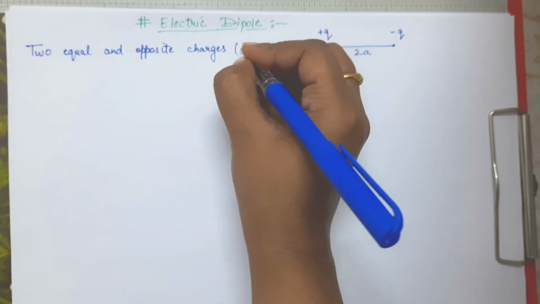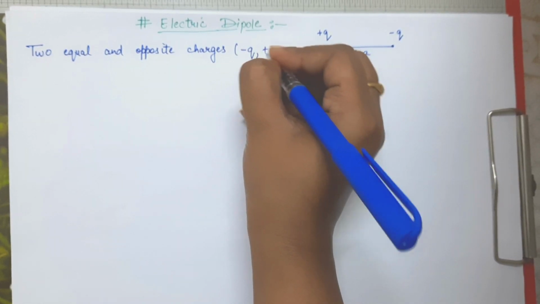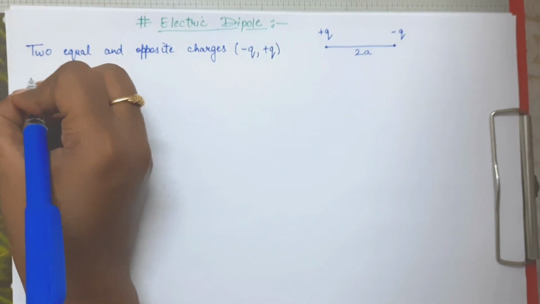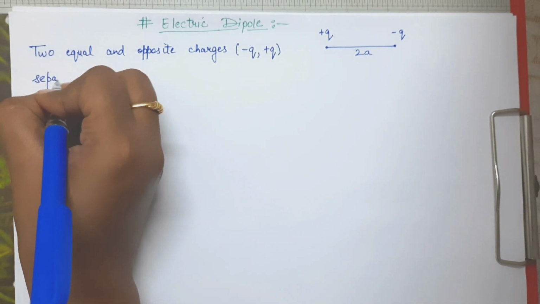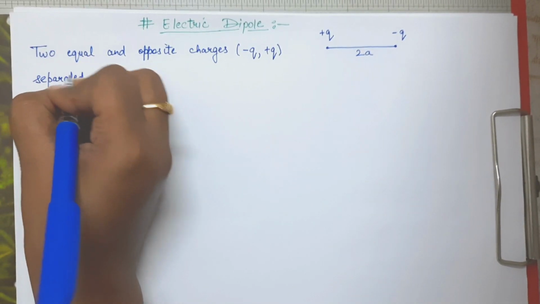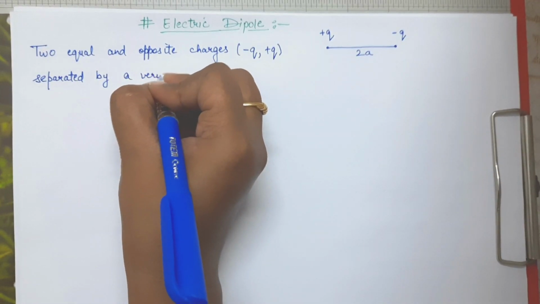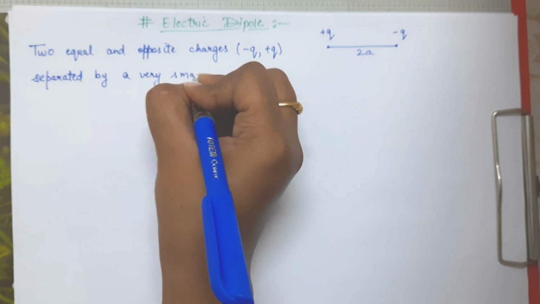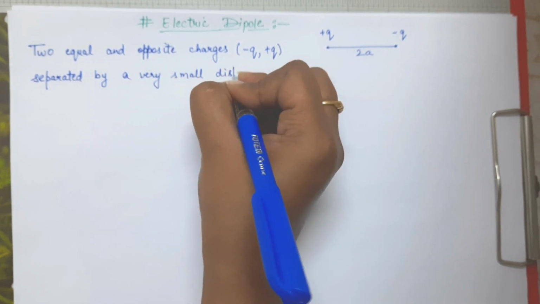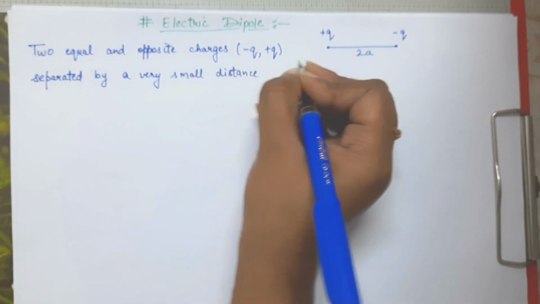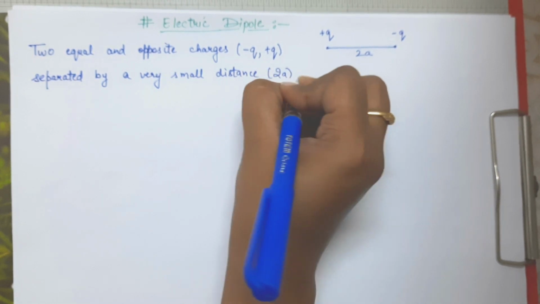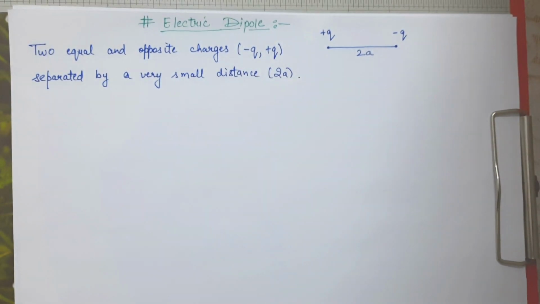Here we have two charges minus q and plus q separated by a very small distance. Here the distance is 2a, right? They will form a dipole.